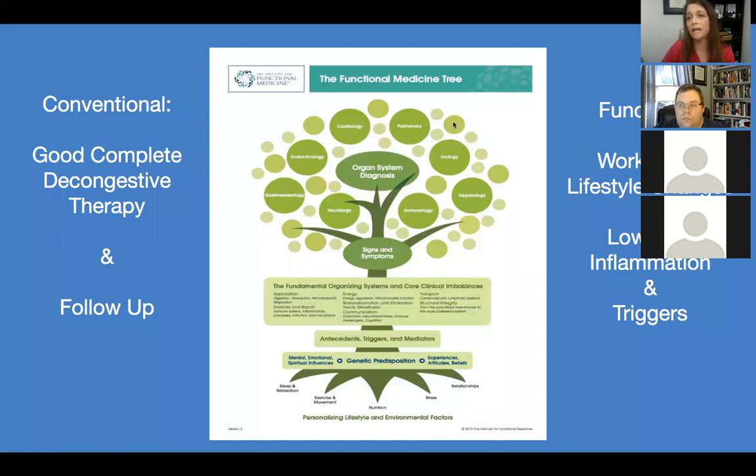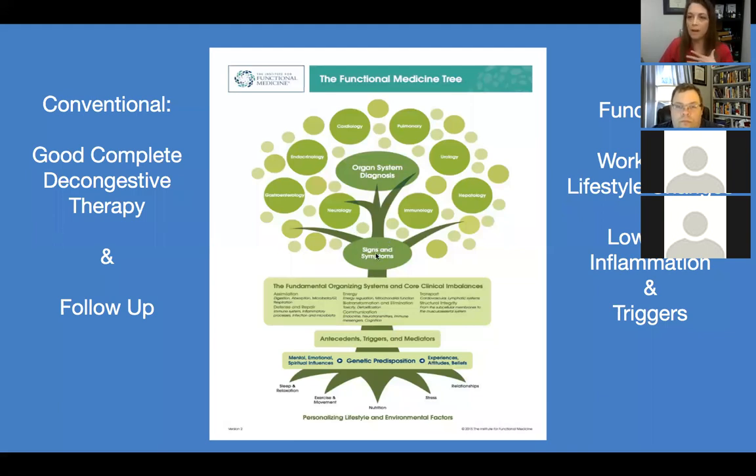So as a lymphedema therapist, I like to say conventional therapy is still important, and most of our healthcare is conventional. So when you look at the functional medicine tree, most of us go to the doctor or your therapist and you have a sign and symptom.